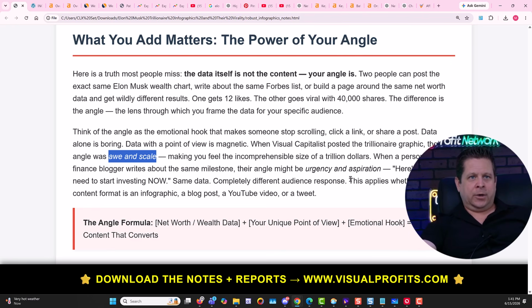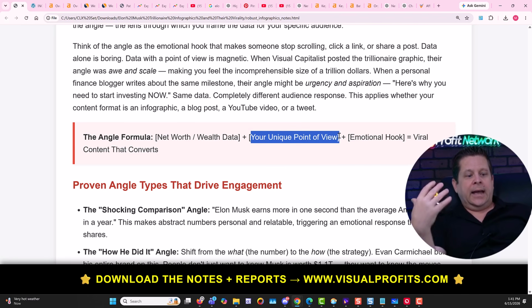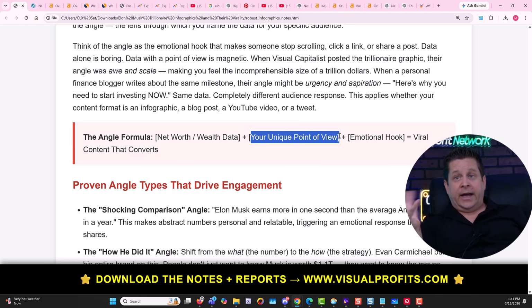Again, keep it ethical, keep it good, stay in your lane about what you know about. This applies whether your content format is infographic, blog post, video, or a tweet. The angle is net worth, wealth data, plus your unique point of view. And this is the kind of thing you can go through to find your angle. What is it you like? What is it that interests you about this data? For me, again, I like to see how the heck did they get it? What did they do? What can I learn from it? That's my key: what can I learn from him being a trillionaire?